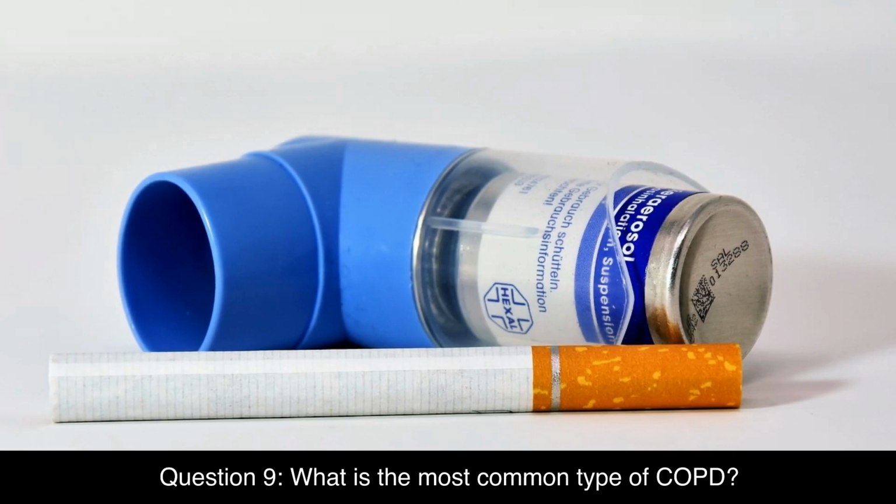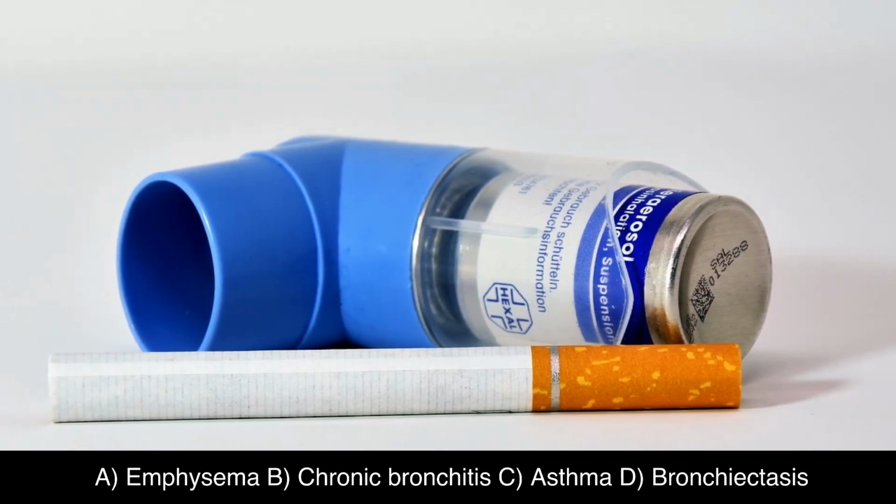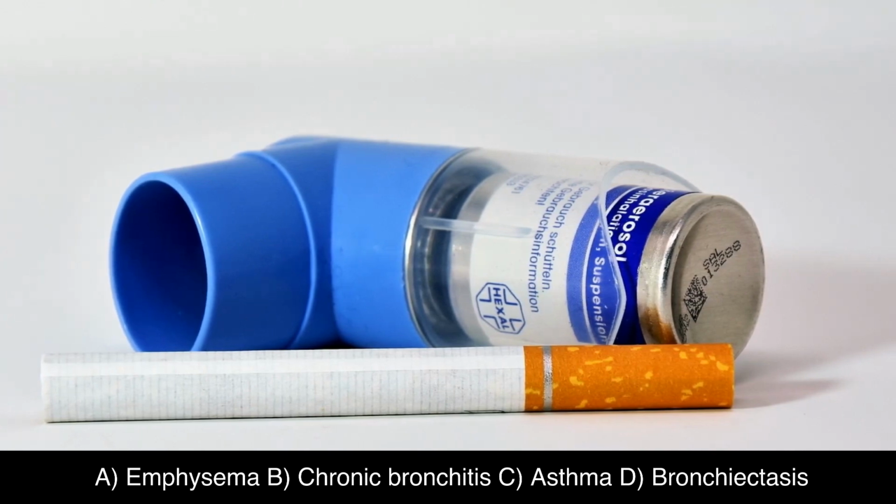Question 9. What is the most common type of COPD? A. Emphysema. B. Chronic bronchitis. C. Asthma. D. Bronchiectasis. Answer. B. Chronic bronchitis is the most common type of COPD.